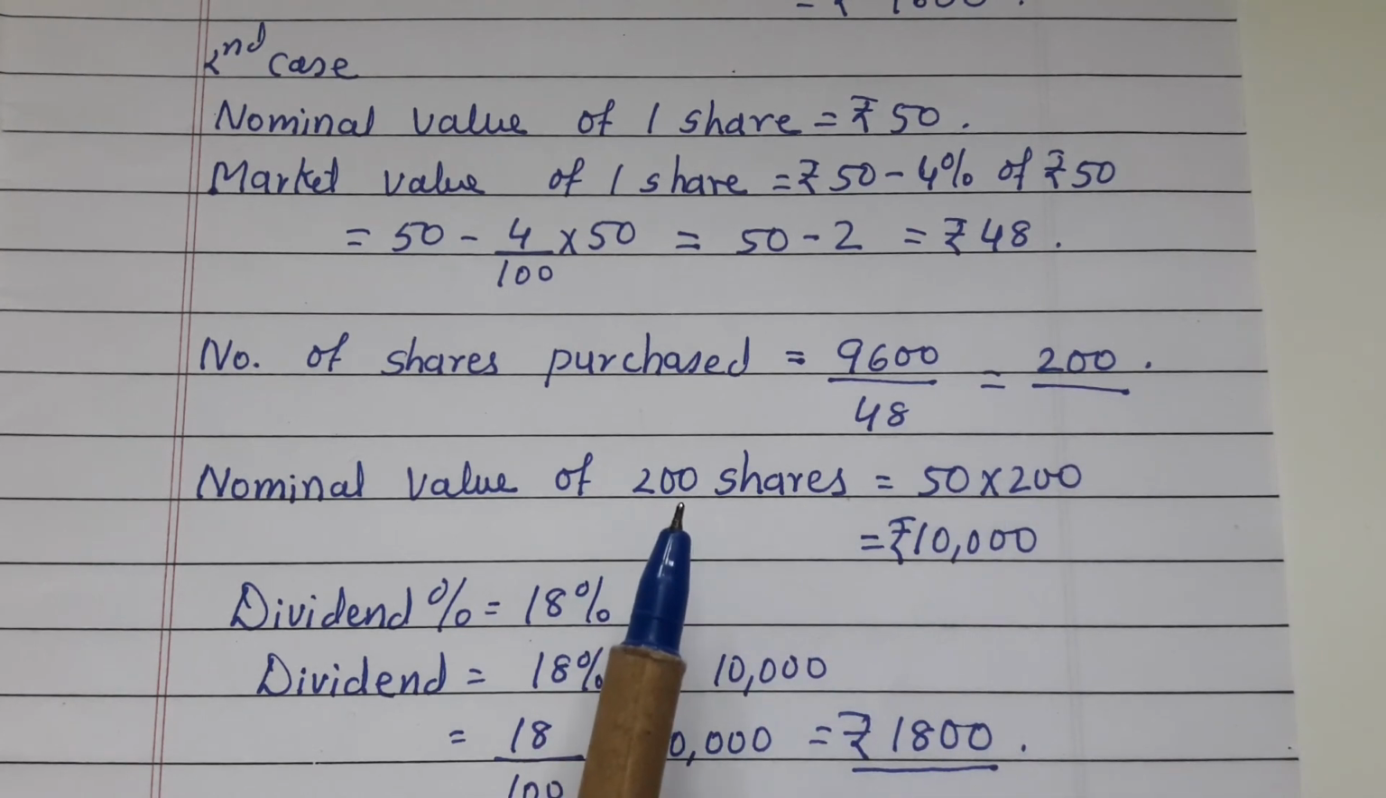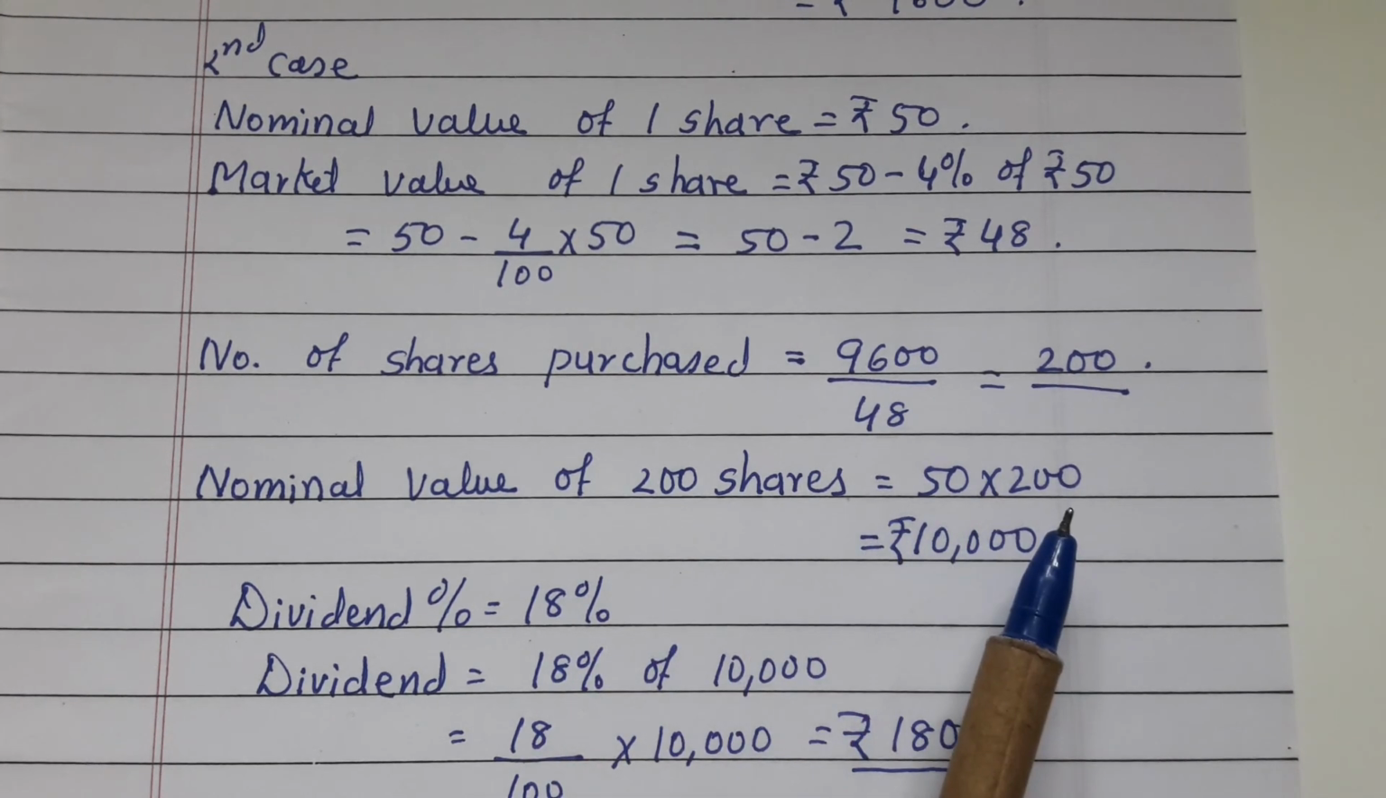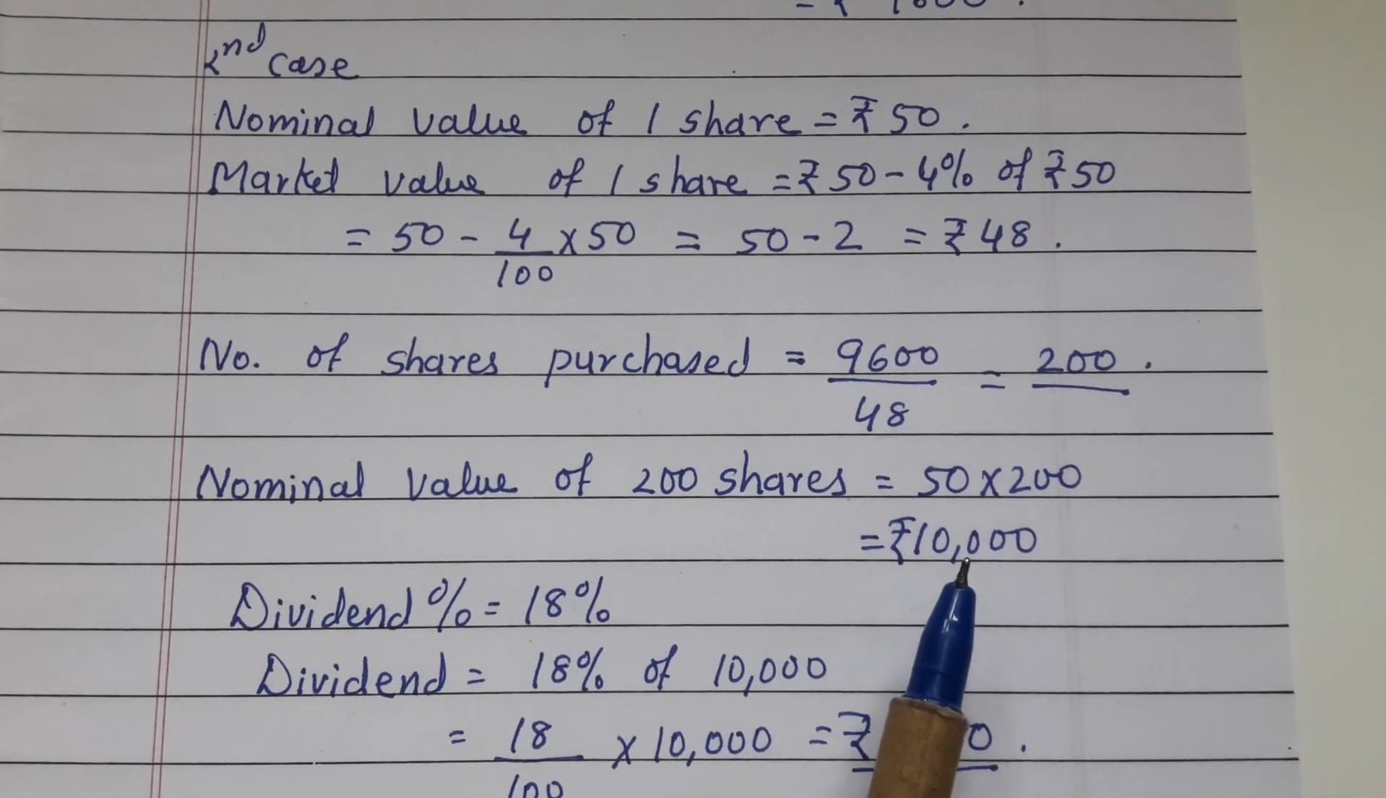Nominal value of 200 shares, 50 into 200 is rupees 10,000. Dividend percent 18. 18% of 10,000, that is 18 upon 100 into 10,000, that is equal to rupees 1,800.